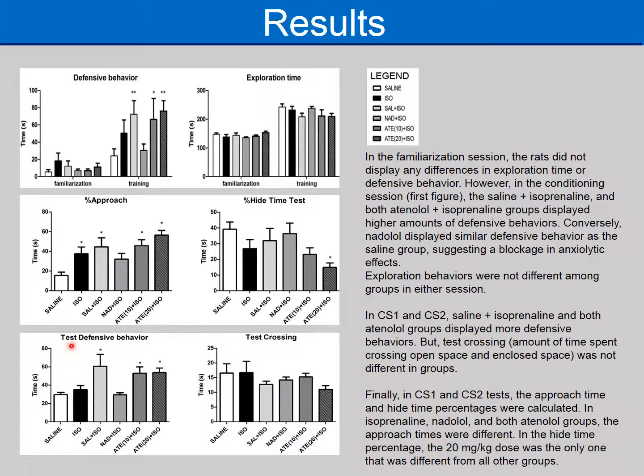Finally, I tested for test defensive behavior as well as test crossing. Test crossing being how many times the rat would cross between the enclosed space and the open space. And this was done for both conditioned stimulus 1 and conditioned stimulus 2. As you can see, the test crossing did not display any differences between any of the groups. However, in the amount of tense defensive behavior, which is crouch sniffing and freezing, both atenolol groups and the saline plus isoprenaline group were displaying much more defensive behavior than the saline, isoprenaline, and nadolol plus isoprenaline groups.